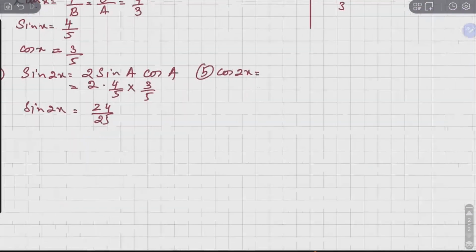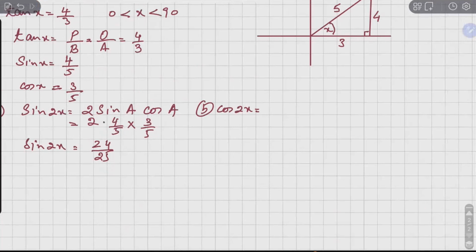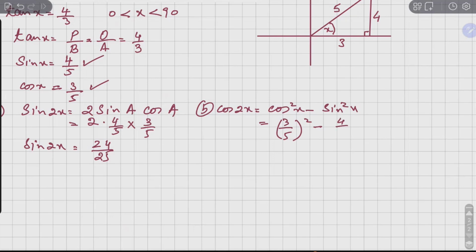Here we have all the information regarding sin and cos. We have the sin, we have the cos. So if I use cos square of x minus sine square of x, I can easily get the value. It is 3 over 5 square minus 4 over 5 square, 9 over 25, 16 over 25, cos of 2x is equal to minus 7 over 25.